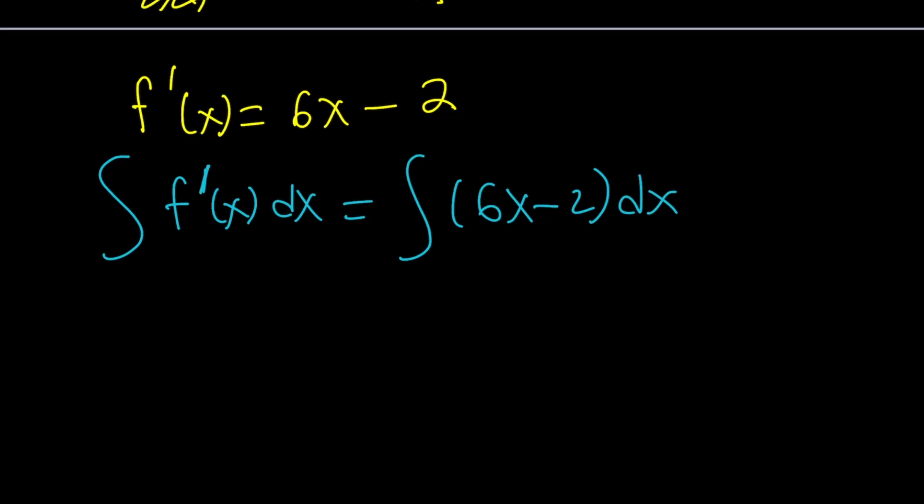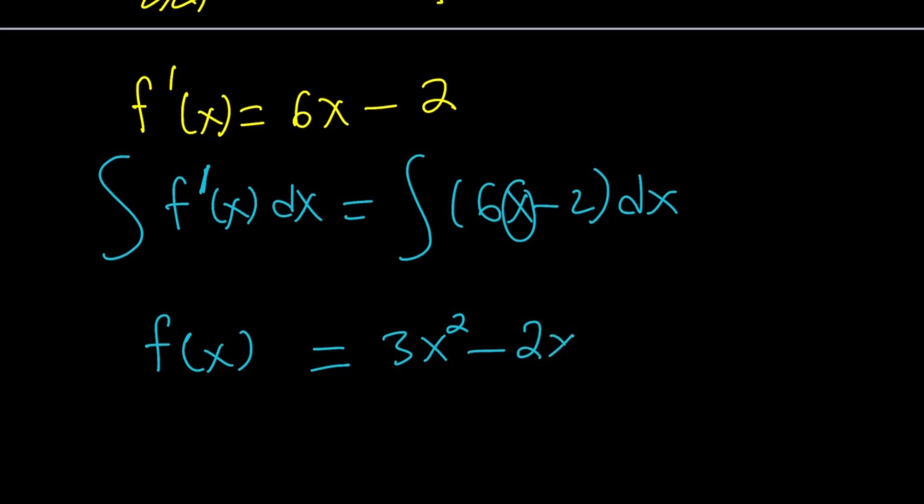So when you integrate f prime, you're supposed to get f of x plus a constant. Why? Because you're integrating it, so when you differentiate it, the constant is going to disappear. But I'm going to leave the constant on the right hand side because we only need one constant. So integrate this, you're going to get f of x equals, now how do you integrate 6x? Well, the integral of x is x squared divided by 2, multiplied by 6, you're going to get 3x squared. And the integral of 2, a constant, is just 2 times x.